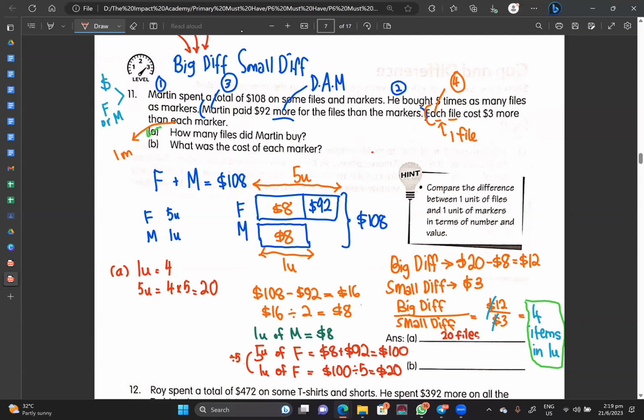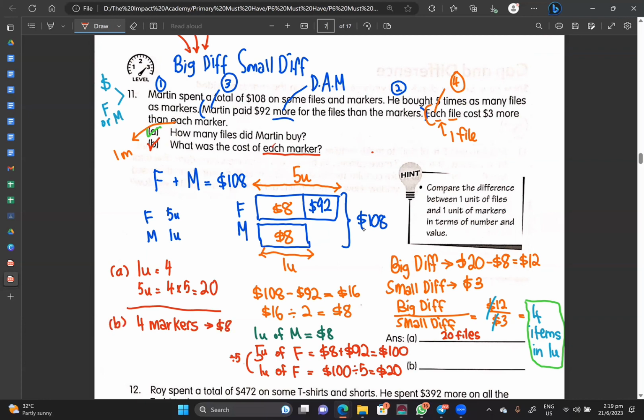Okay, so once I'm done with this, I can do B. B says, what was the cost of each marker? Now, for marker, how many markers did Martin buy? Martin actually bought 4 markers. Teacher Joseph, how do you know? Because if 1 unit is 4, and can you see Martin is over here, and Martin only bought 1 unit of markers. Correct or not? So that means Martin bought 4 markers, and 4 markers, as you can see over here, according to the question, that cost you $8. You all agree so far? So this is for B.